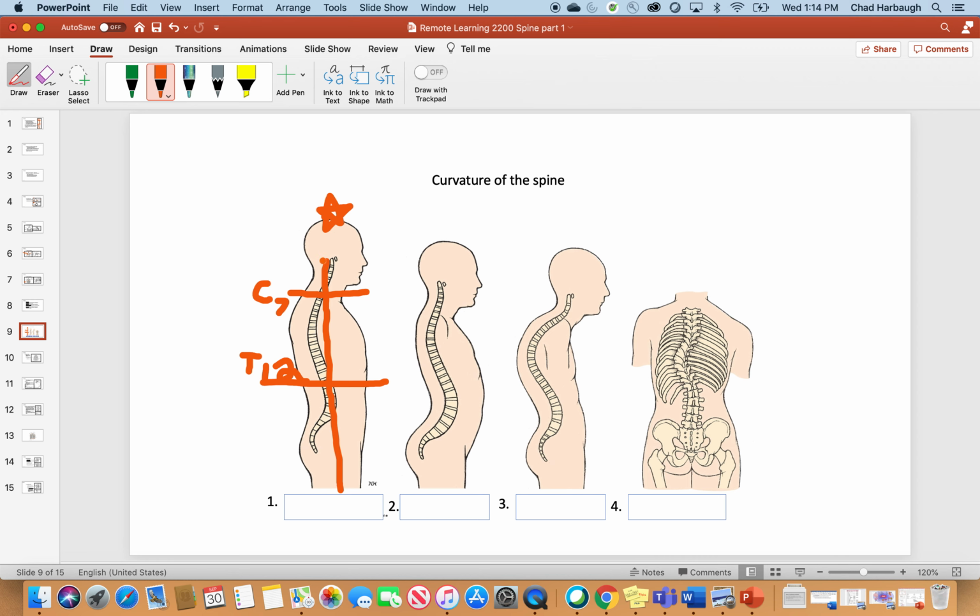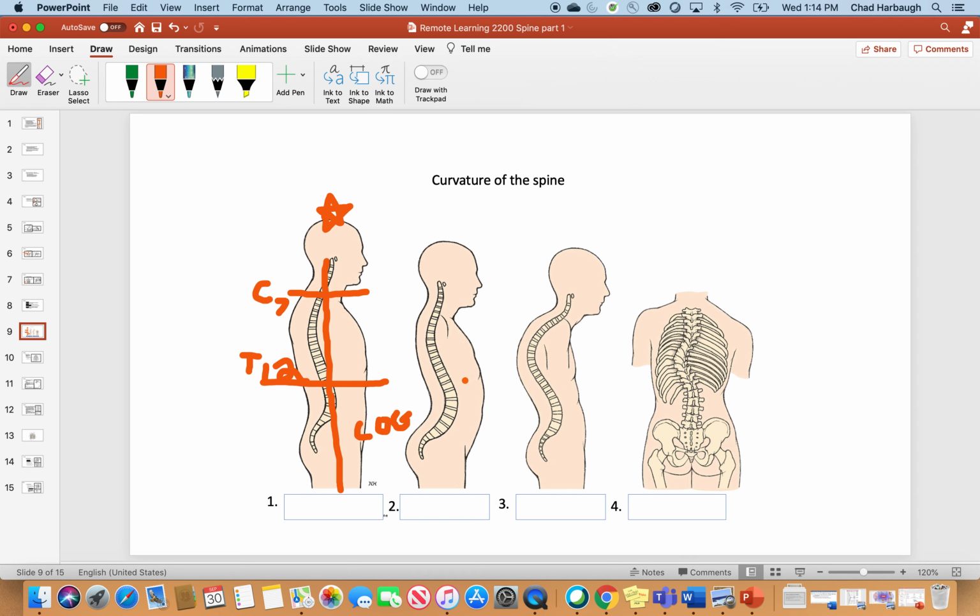So we see the line, or the position of the head going through C7 and T1, through T12, L5, and eventually coming through the middle, or what we consider to be your center of gravity. So this would be all the classifications that we're looking for in a normal spinal curve.